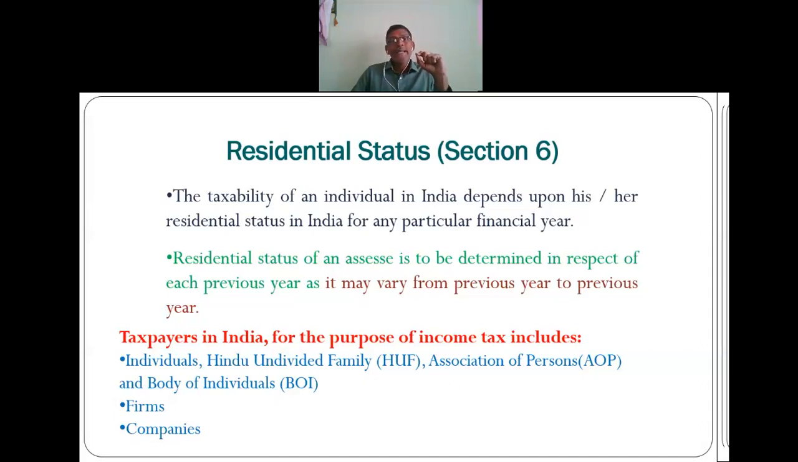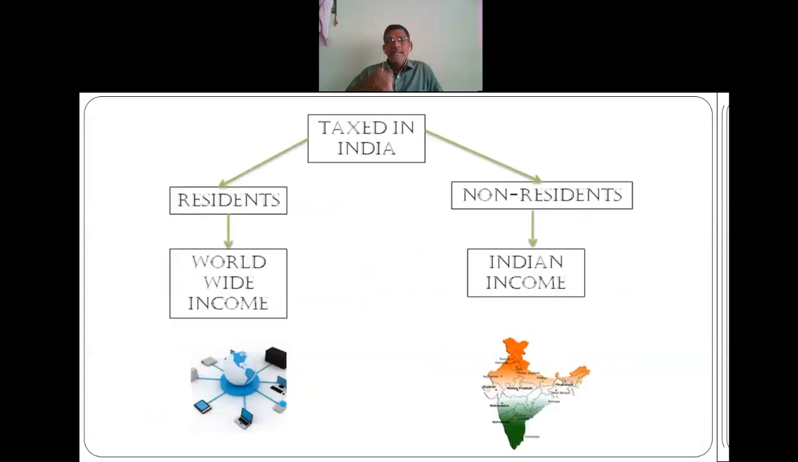The second category is firms and companies. This is the second one, firms, and the third one, companies. So these three are going to be considered when you are analyzing the residential status of a particular assessee. Please understand. So this is a simple overview for your understandability.